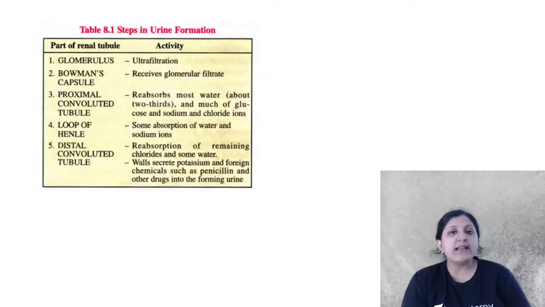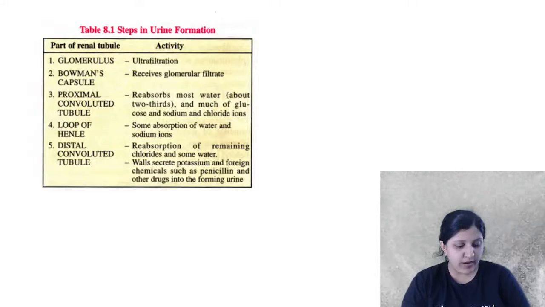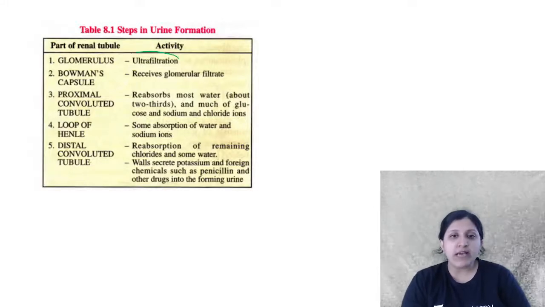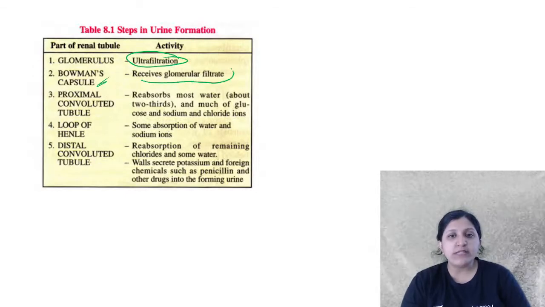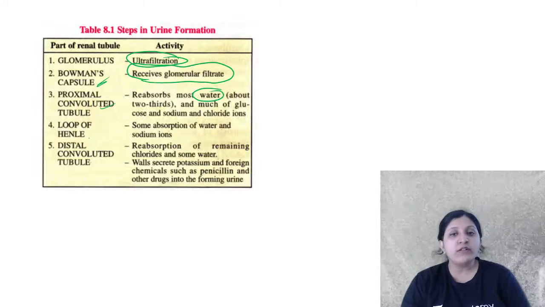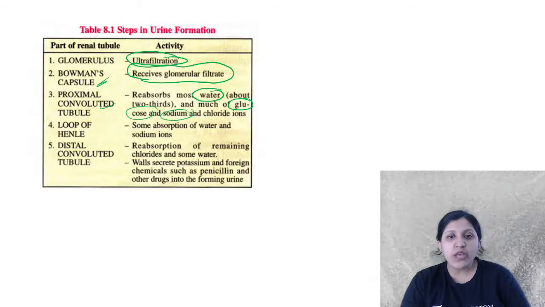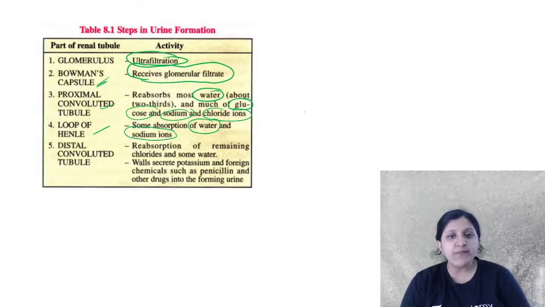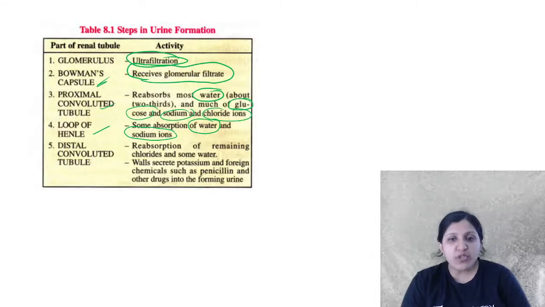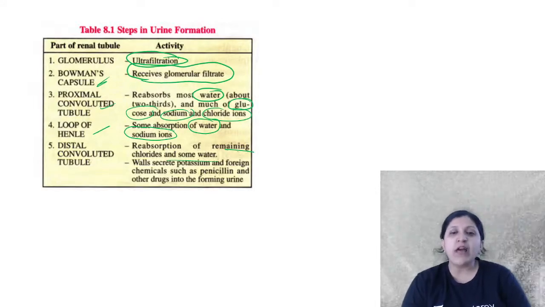Okay, so what exactly happens, we will see this part. We have already seen that in the glomerulus there is ultrafiltration occurring. Then the Bowman's capsule is going to receive the glomerular filtrate. The proximal convoluted tubule will absorb the water, the reabsorption being about 2/3. Then there is glucose reabsorption, and the sodium and chloride ions are going to be reabsorbed, with some absorption of water also. And the sodium ions in Henle's loop we can see. Then there is reabsorption of the remaining chlorides, and some water will be reabsorbed here also.